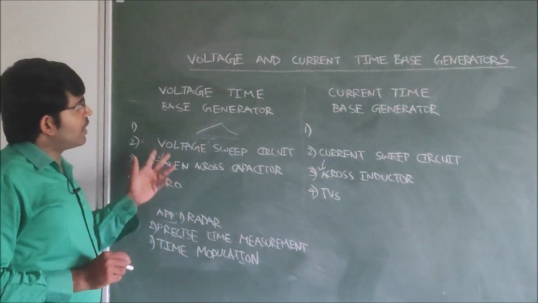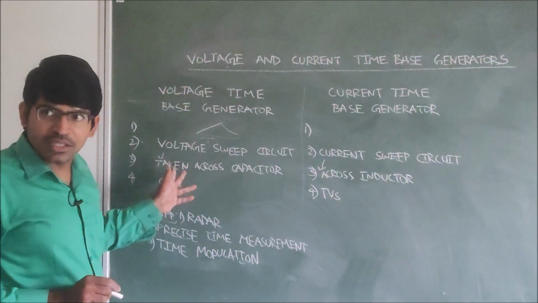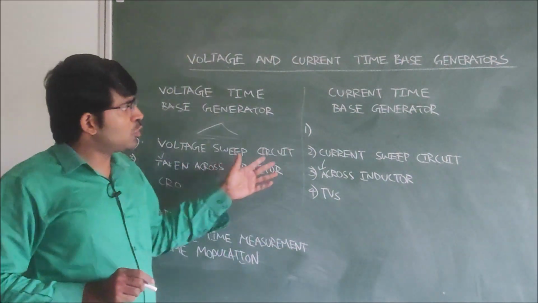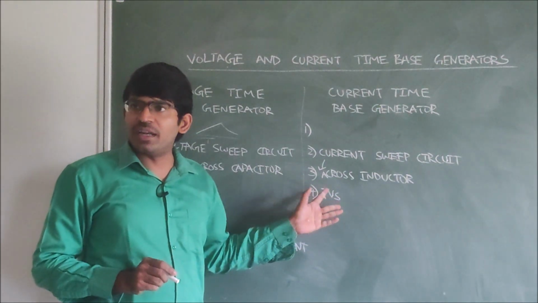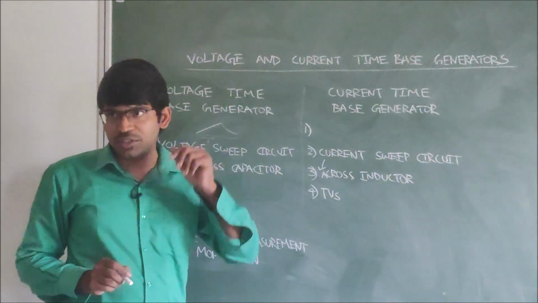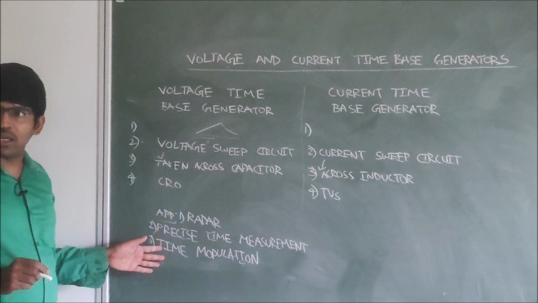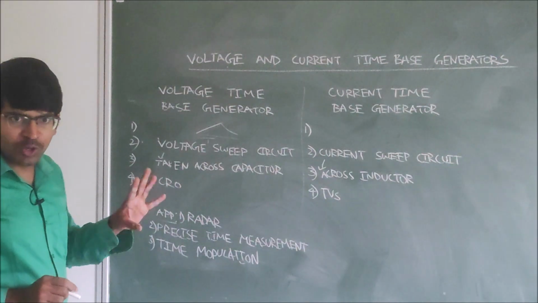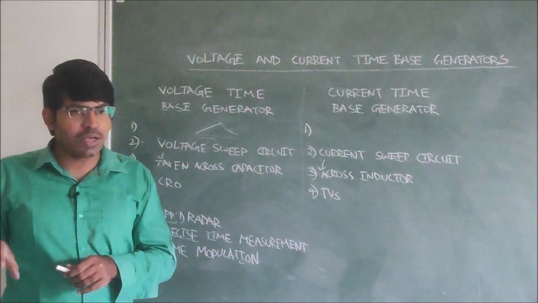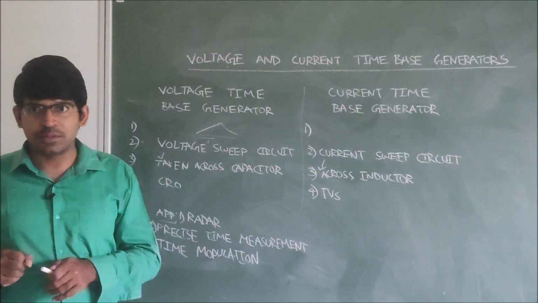Where do we use this voltage time-based generator? In CRO. Where do we use this current time-based generator? In televisions, old televisions. Some more applications: we use them in radar, radio detection and ranging, in order to observe the operation of flights.